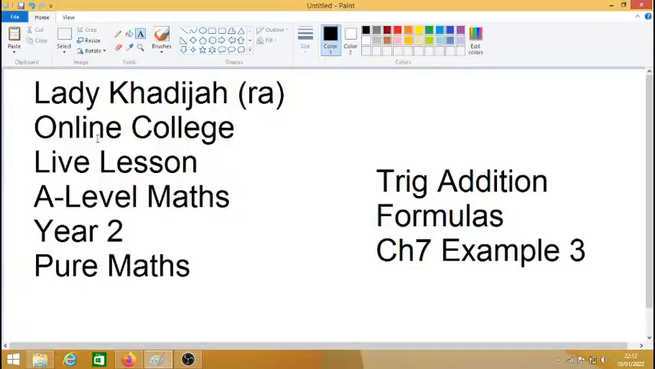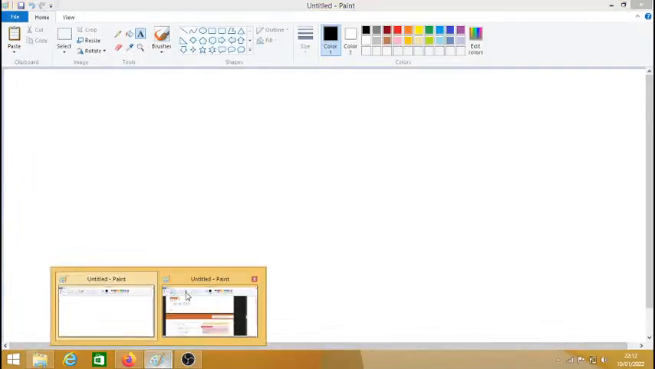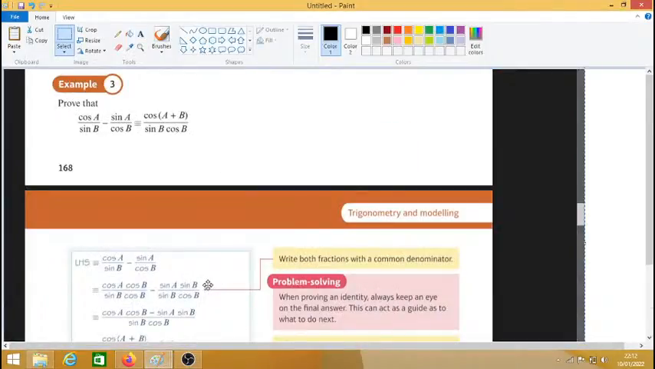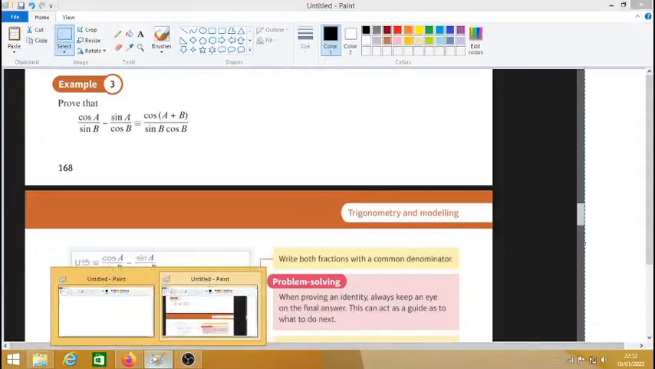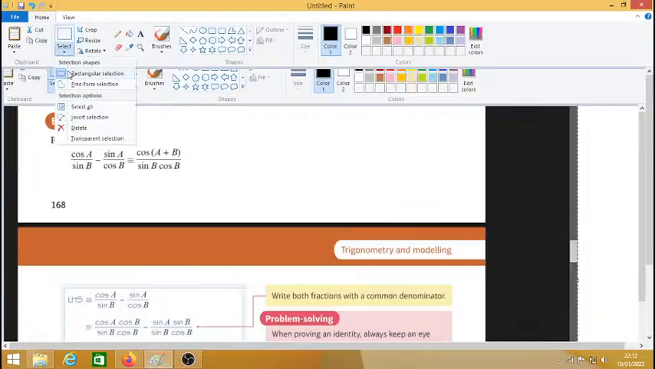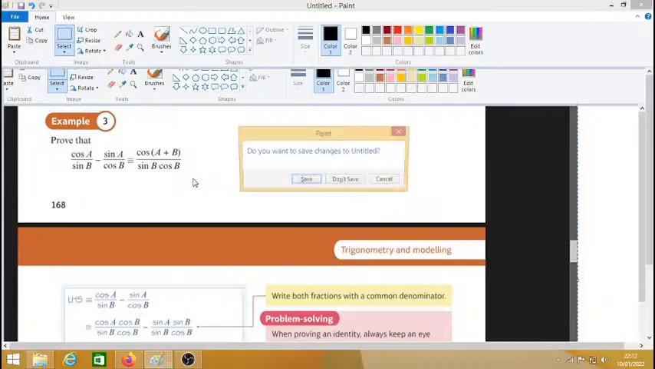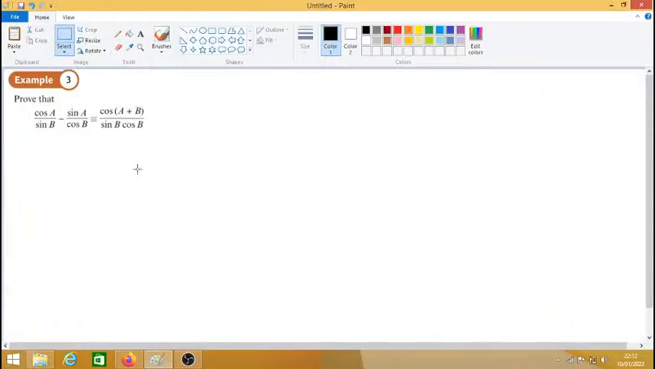Today we're looking at trig addition formulas and trying to prove an identity. Bismillah ar-Rahman ar-Rahim, let's begin. In the name of God, the most gracious, the most merciful. So last time you learned about the sine, cos and tan addition formulas. So let's take a question where we have to prove something is equal to the other thing.